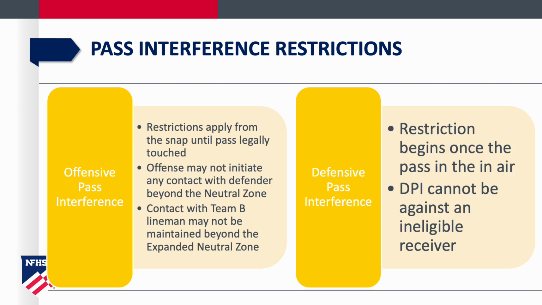Defensive pass interference begins once the ball has been released by the passer. Remember, up to this point, the defender can make legal contact with an offensive player until it becomes evident that he is running a pass route.